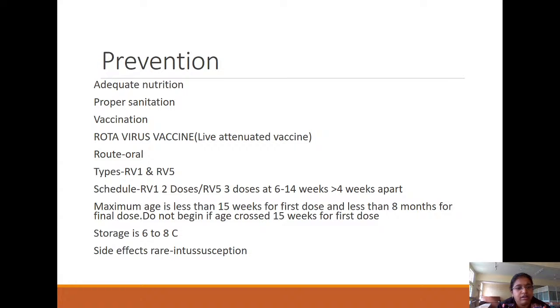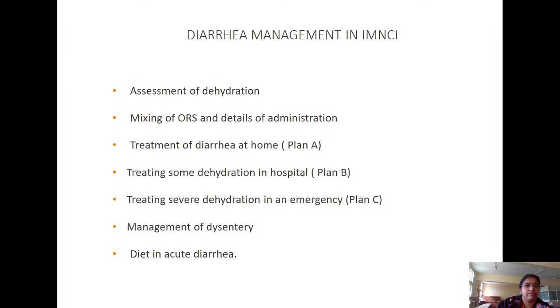The vaccine should be stored at 6 to 8 degrees centigrade. The problem is that earlier there were some side effects noticed with this rotavirus vaccination. Now it's very rare, and the side effect is intussusception. But as we say, the benefits always outweigh the side effects in the case of the rotavirus vaccine.